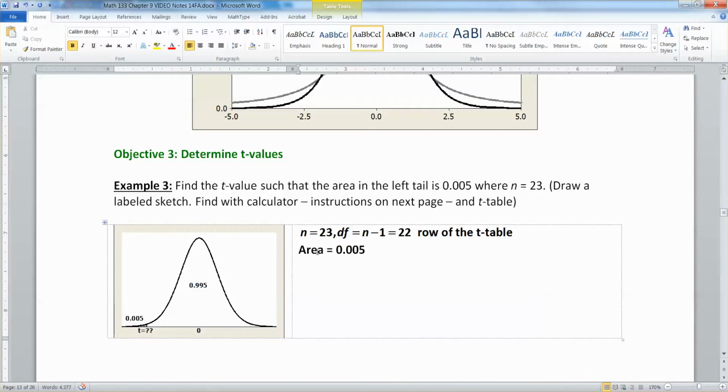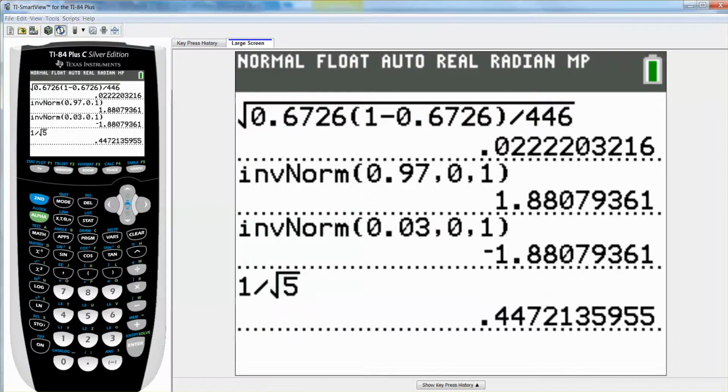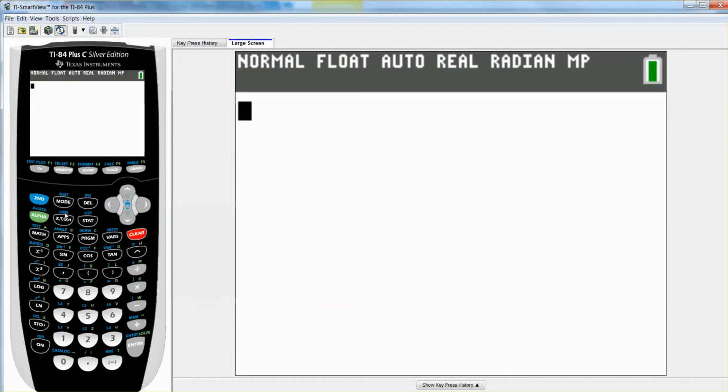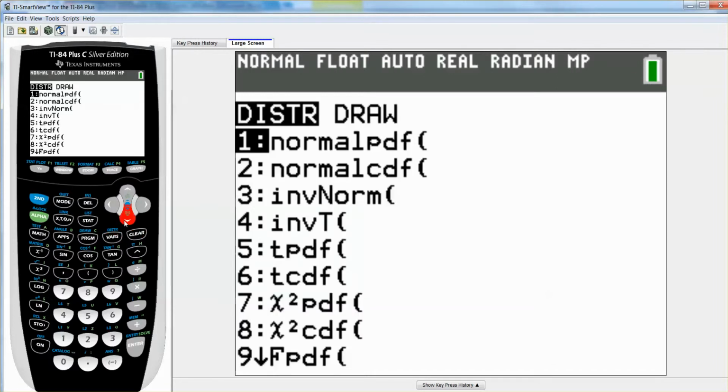In the left tail, I should say. The area in the left tail is 0.005. All right, so now I'm going to grab my calculator and clear this out. I'm going to show you how to use the inverse t function. Inverse t is number 4, right here.